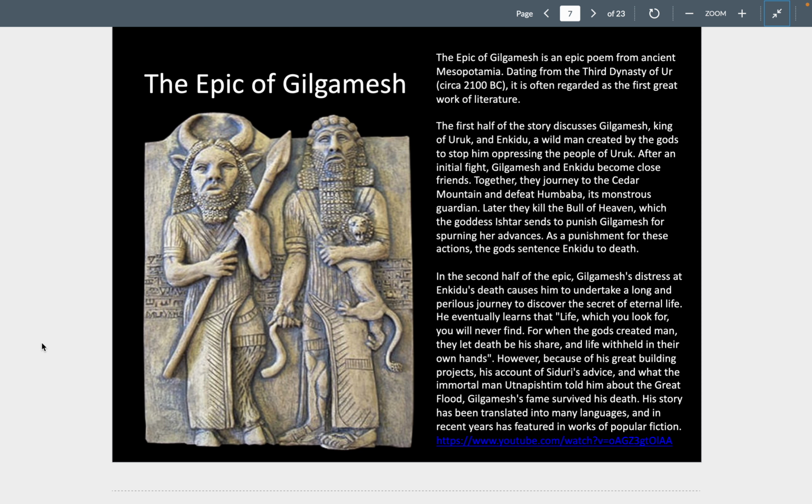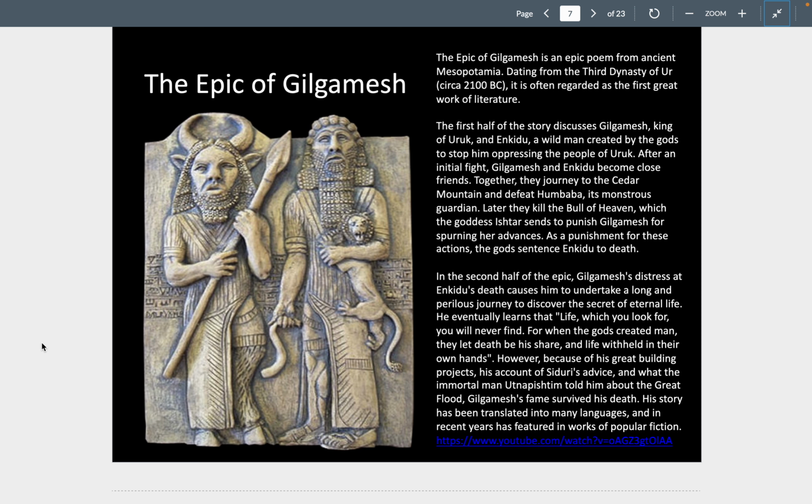One of the great stories that we know from Mesopotamia is the Epic of Gilgamesh. So in the Epic of Gilgamesh, there are several different versions of it. We are mostly dealing with King Gilgamesh, king of Uruk, and Enkidu, a wild man created by the gods to stop him from oppressing the people of Uruk. There are other forms of Enkidu as well, where Enkidu was another king. Gilgamesh and Enkidu become friends after an initial wrestling match. They ultimately are going to go on several journeys.